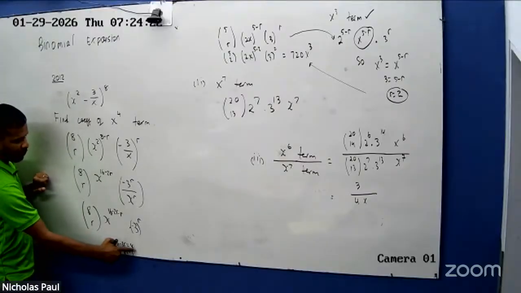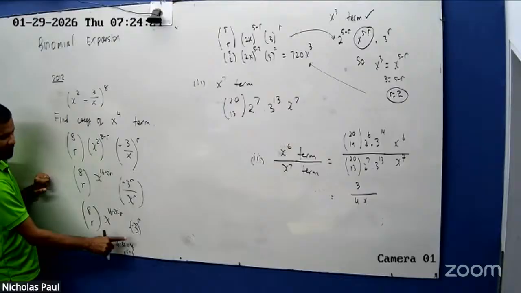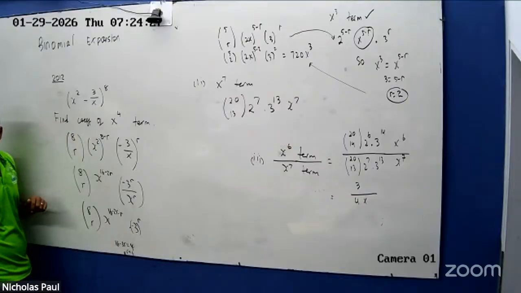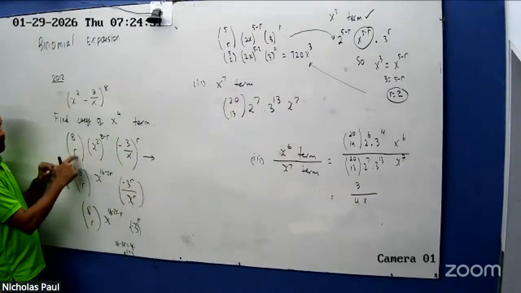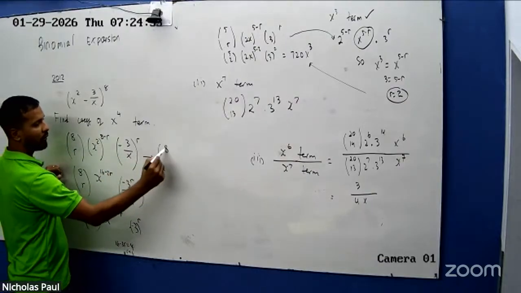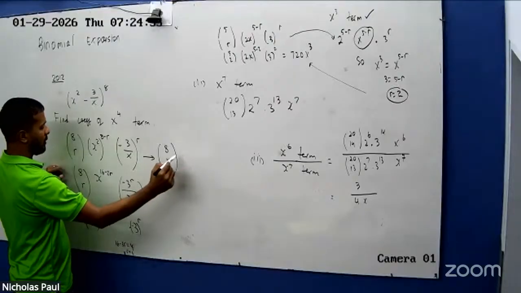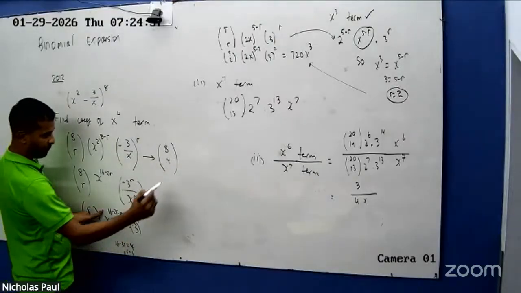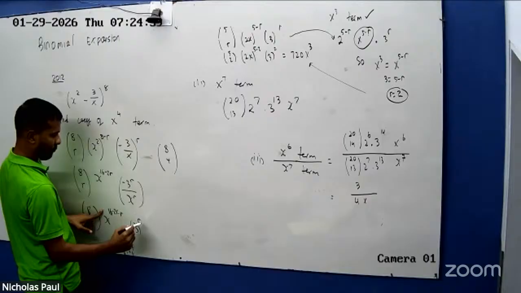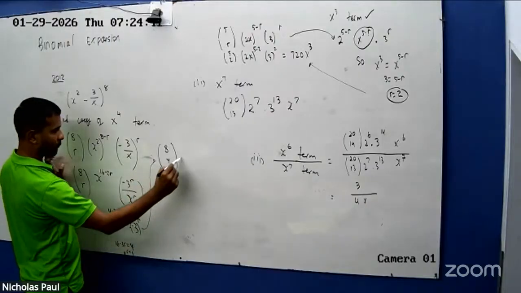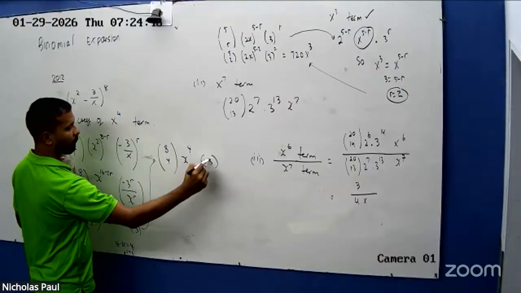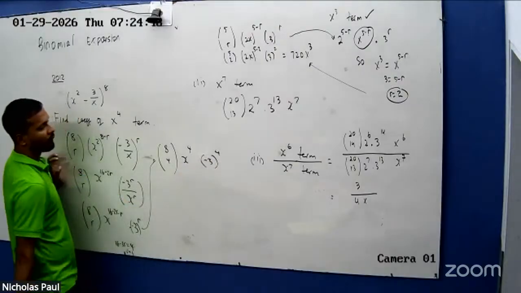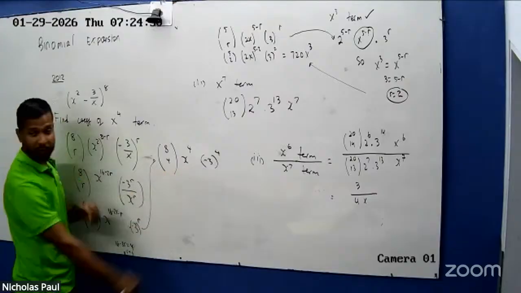4 minus 16 is minus 12. It's 4, and you're done. Plug in 4 now. 8C4 by minus 3 to the 4. How much is that?